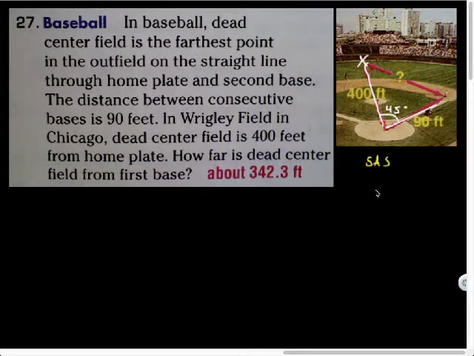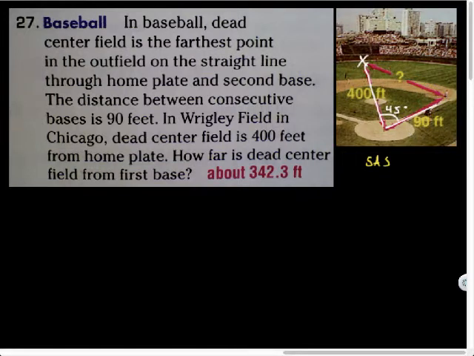So then they ask, in Wrigley Field, Chicago, dead center field is 400 feet from home plate. How far is dead center field from first base? So they're interested in this distance here. All right, so imagine, crack, the baseball's flying through the sky. You're out in center field, you're running back, and oh man, it bounces off the wall, you grab it, and now you gotta throw it to get this guy out. I imagine he probably could have already run there in that time, I don't know. And that's the distance we want to know. So let's see what that distance is.